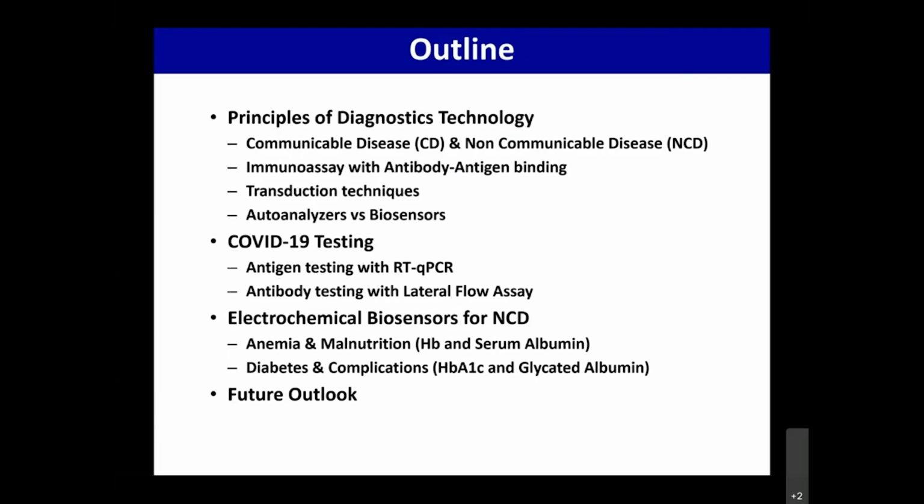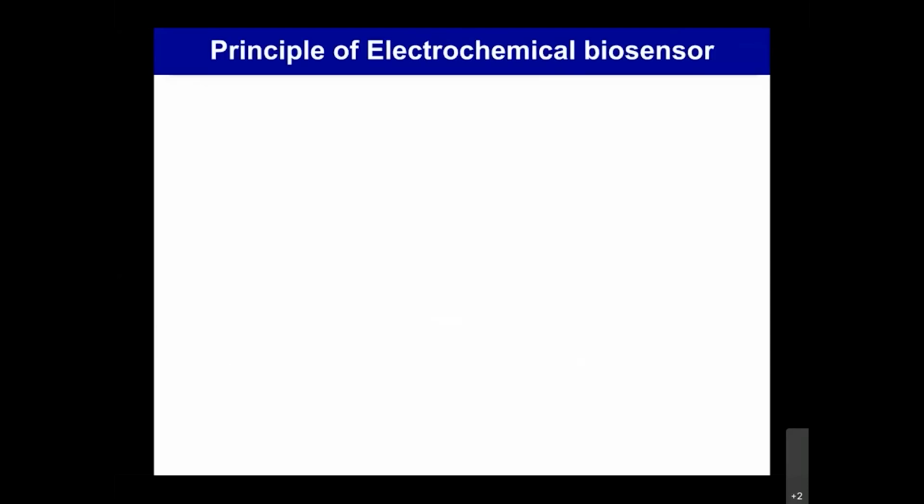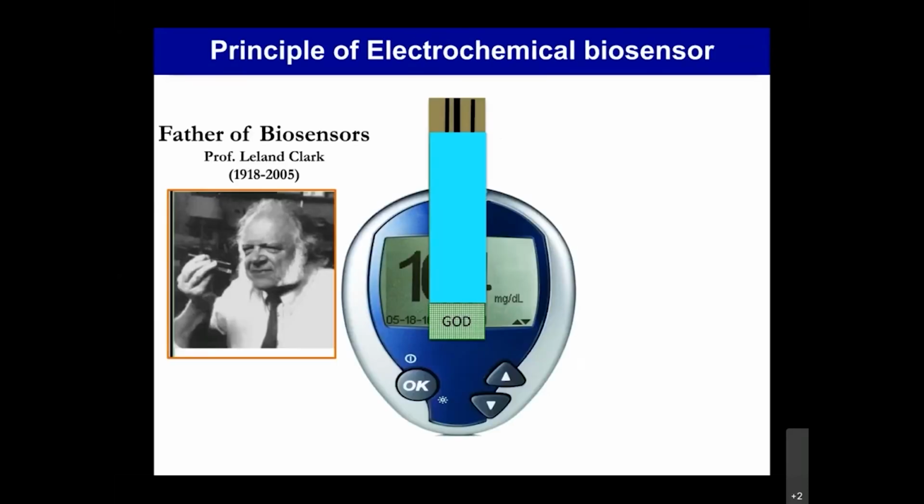Now these are a different class of biosensor as opposed to the fluorescence-based PCR or the immunoassay-based lateral flow assay. This can be used again for a variety of diseases, mostly for illustrating it for non-communicable diseases. You can use it for anemia and malnutrition, for hemoglobin and serum albumin detection, diabetes complications, and so on and so forth. So how do these electrochemical biosensors work? Most of you have seen the glucometer.